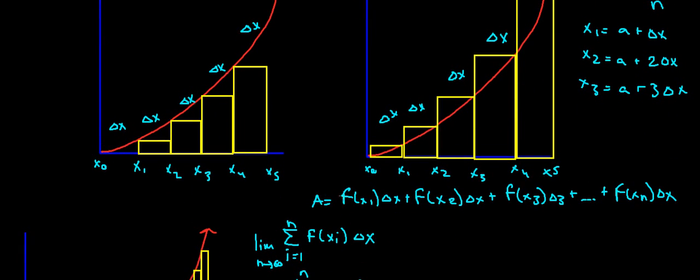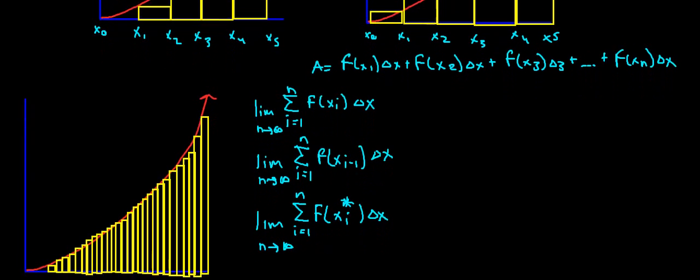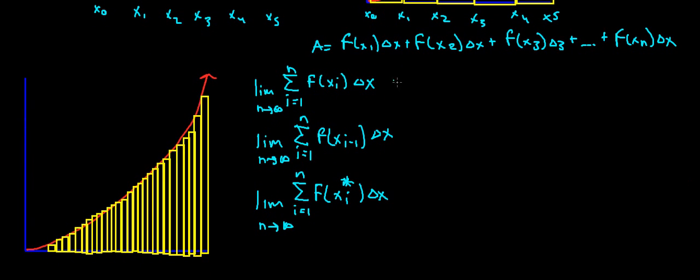I would take f of x1 here or here, multiply it by delta x, and that would give me the area of the first rectangle. And then x2, multiply that by the same delta x. f of x3, multiply it by delta x. And then for as many as I have for n, I can divide this up into as many pieces as I like. So another way of writing this, or another way of thinking of this, is to take the limit as n goes to infinity, which is the number of rectangles, of f of x times delta x.